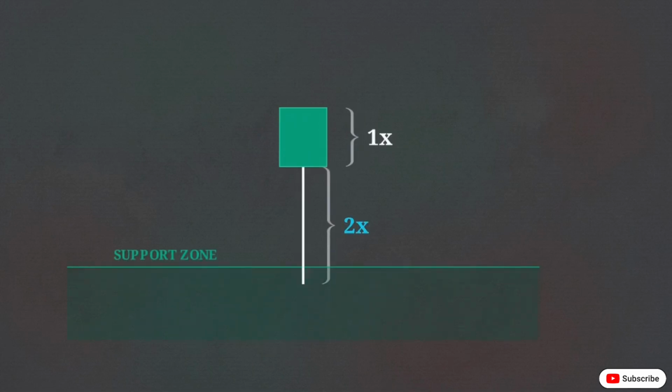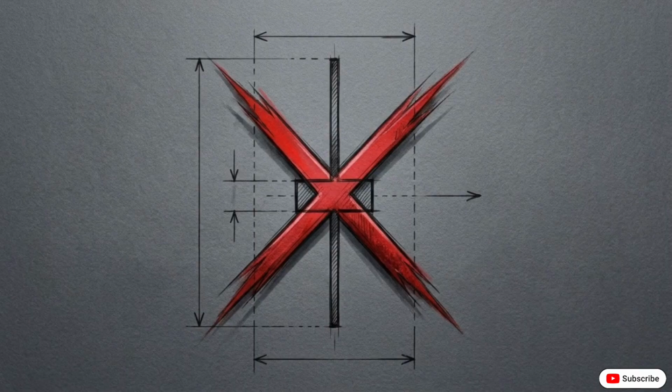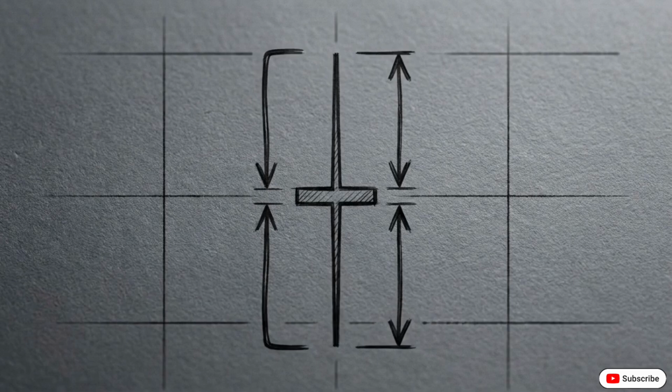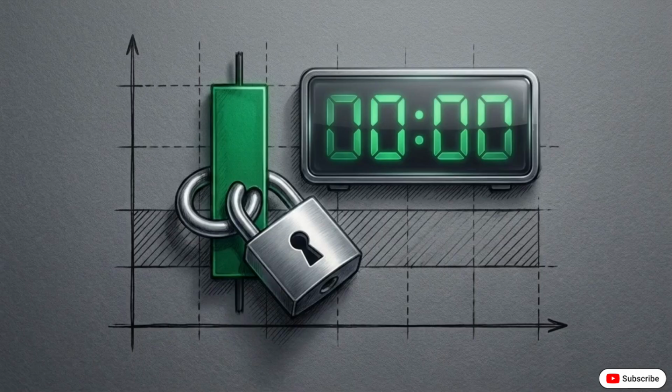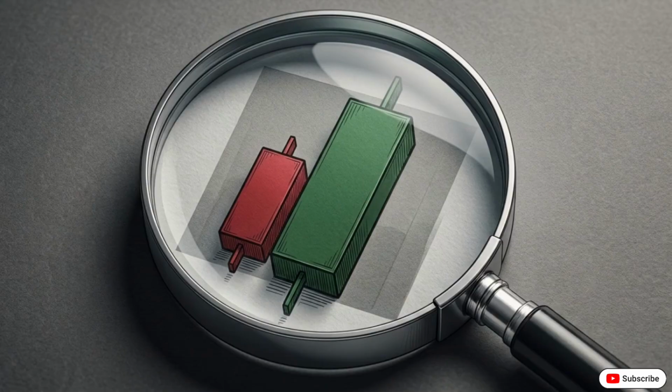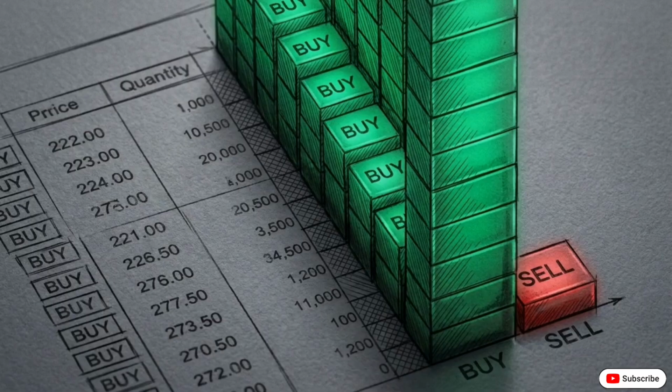Alternatively, you might spot a hammer candle. This is a small real body with a massive lower wick that extends down at least twice the body's length, and little to no upper wick, indicating hesitation. And crucially, you must wait for the engulfing or hammer candle to close before taking action. Spotting these specific, aggressive shapes directly inside your support zone provides hard visual proof. It shows that buyers have actively overpowered the sellers at exactly the right moment.